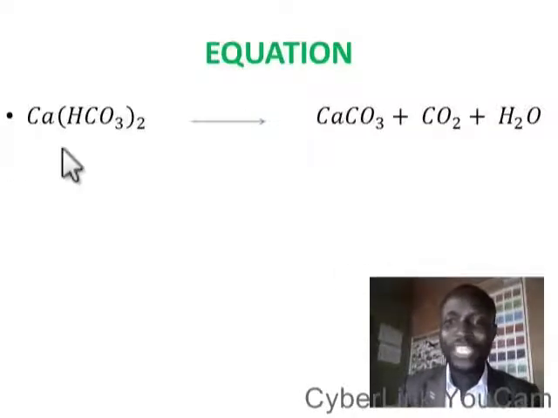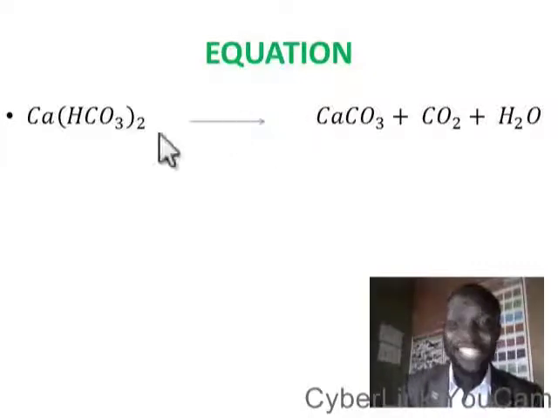Look at how the equation looks like. Calcium hydrogen trioxocarbonate(IV), there is heat here, you have to heat it. This is inside water already. When you heat it, it gives us calcium trioxocarbonate(IV) plus carbon(IV) oxide plus H2O.